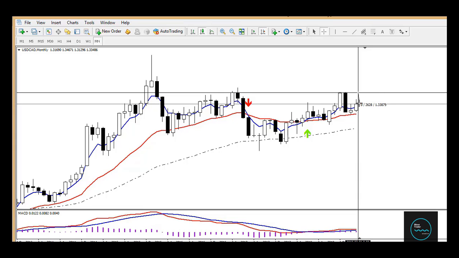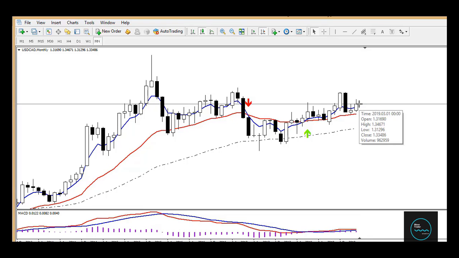From that level to where price is currently, that's over 300 pips. So that's my concern. All I know is that price is in an uptrend, and right now I know that there's still potential to make profit going up. So from the monthly perspective, I know what to look for there.